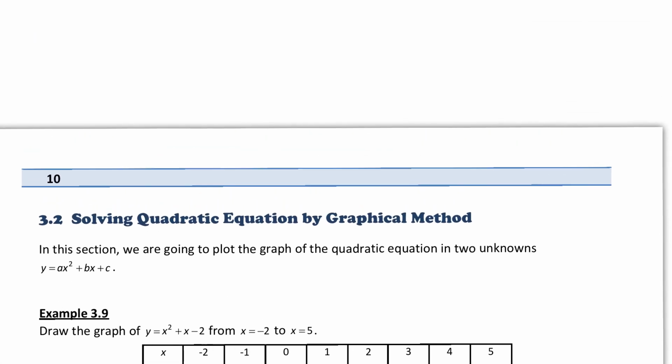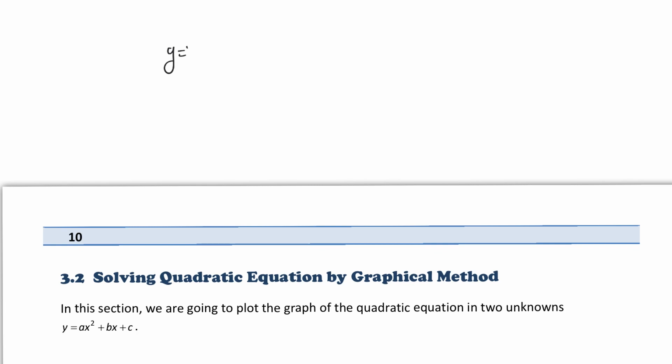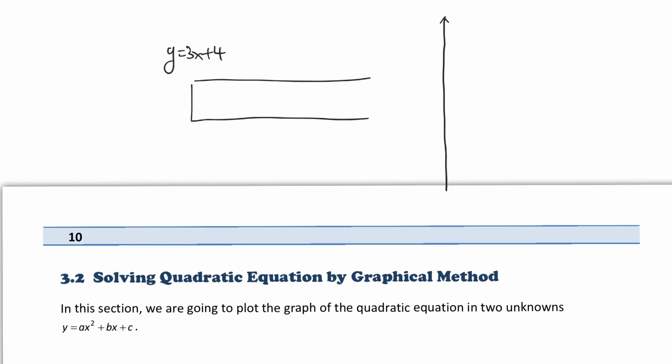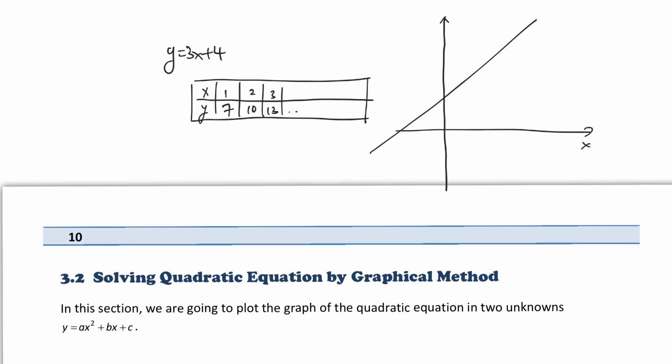If we have an equation like y is equal to 3x plus 4, and we plot it by maybe using some junior form technique, considering a pair of x and y, you can find this is a straight line. This is x and this is y, and this is y is equal to 3x plus 4. That means the shape of this equation is a straight line.